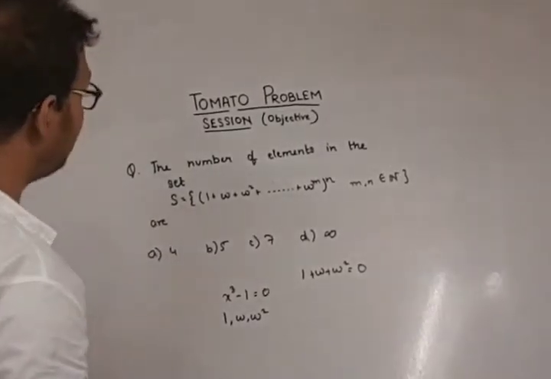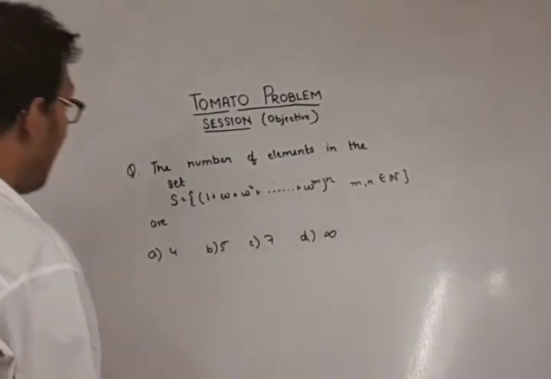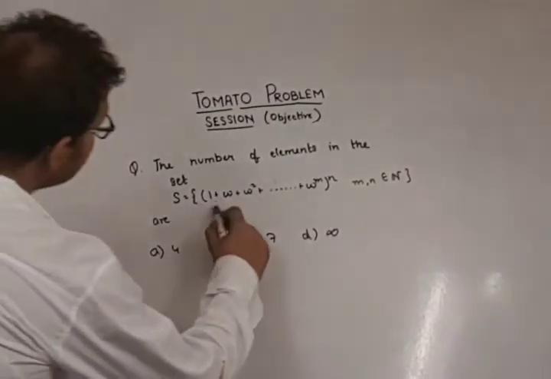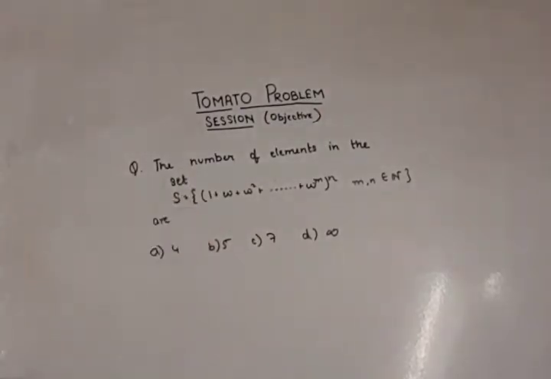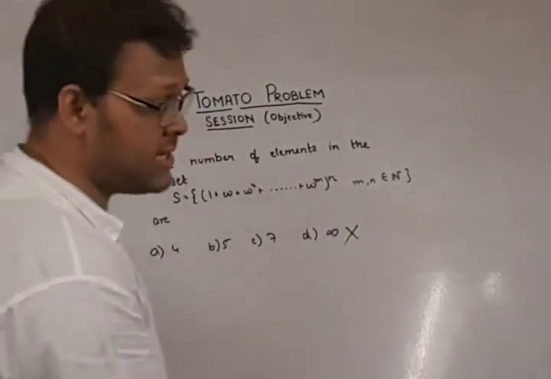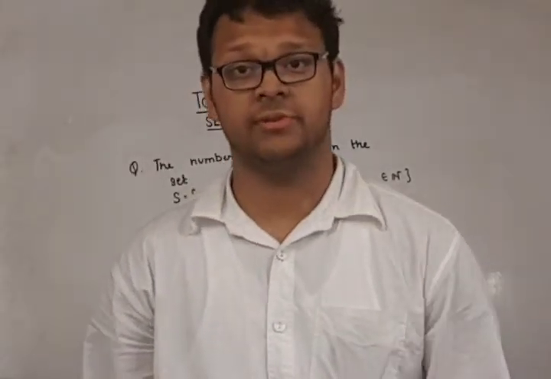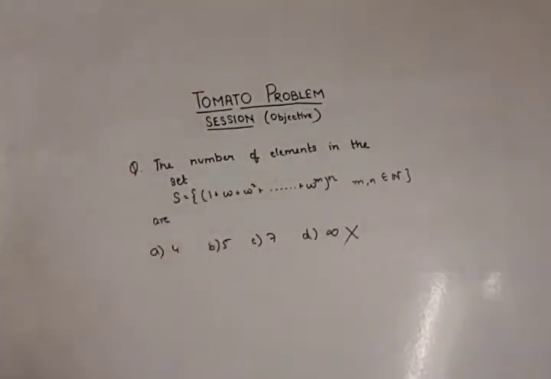So now we see that some of the terms here are getting to 0. We see 1 plus omega plus omega square is 0. So you can very well see that infinity is rejected. This process that I use is known as the option elimination process. I eliminated an option based on the logic or the knowledge that I have.